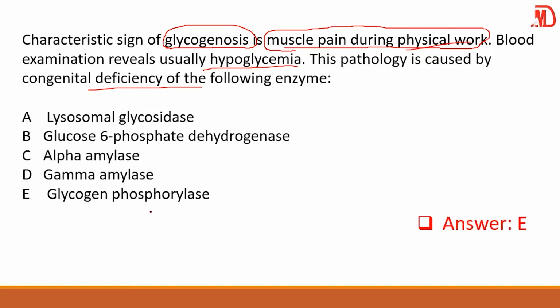Glycogen phosphorylase. All of these are involved. So look for the different types. You have type 1, type 2, type 3, type 4, McArdle, all these things. Look for them. But this is type 5. All right.